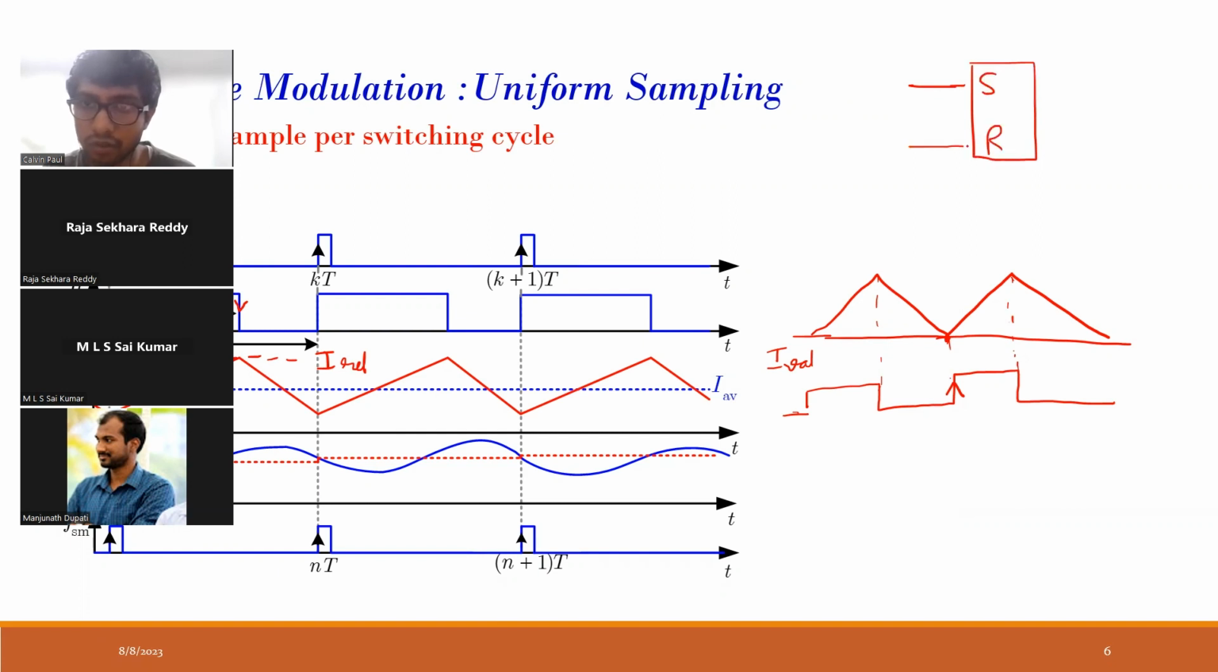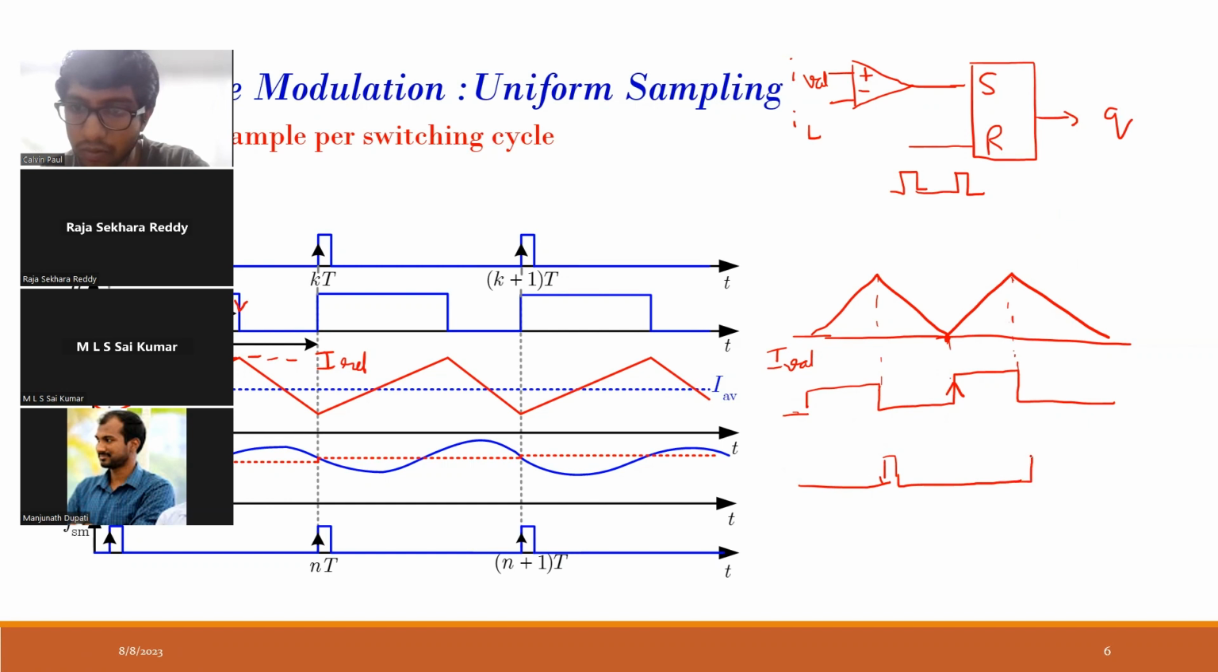This is for valley current control. I have a set event. This set event is coming from this one. So I valley, and this is your inductor current. This is the block diagram for valley current mode control. In valley current mode control, this is turned off. This is the reset pulse.